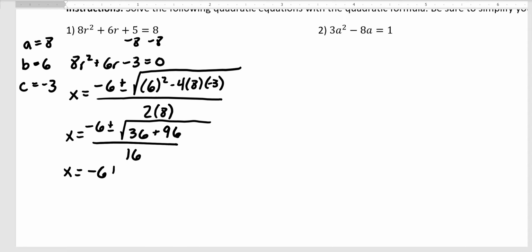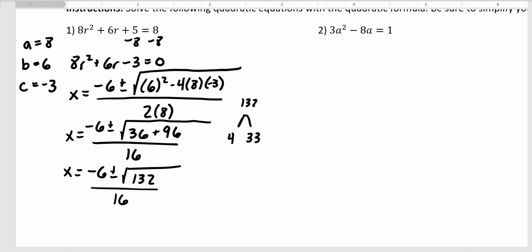X equals negative 6 plus or minus 36 plus 96. 30 plus 90 is 120. 6 plus 6 is 12, so 132, divided by 16 now. 132, I can definitely take out a 4. Could I take out a 16? Let's see. 132 divided by 4 would be 4 times 30. I believe it would be 33, wouldn't it? 4 times 30 is 120, 4 times 3 is 12, yeah.